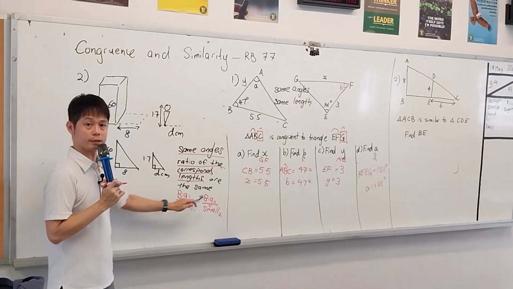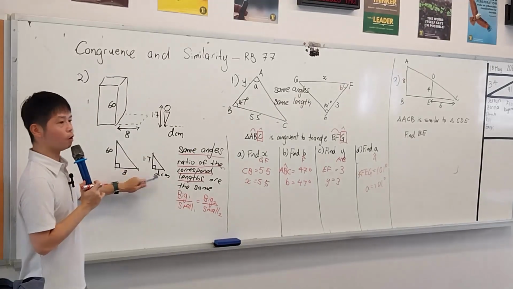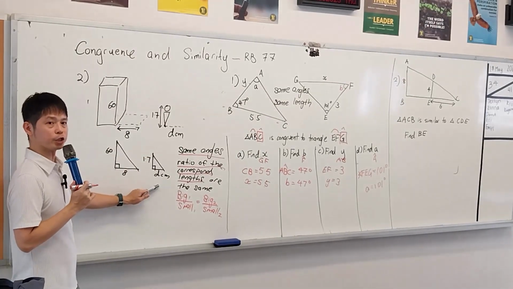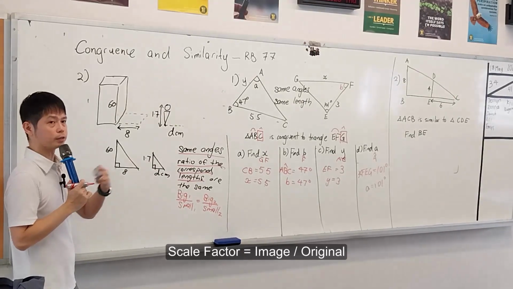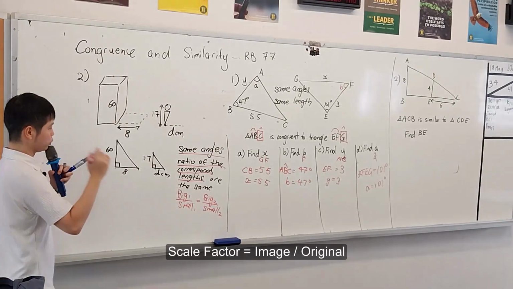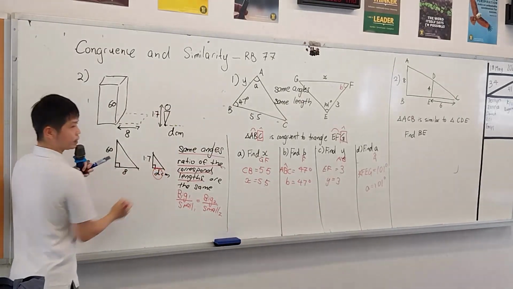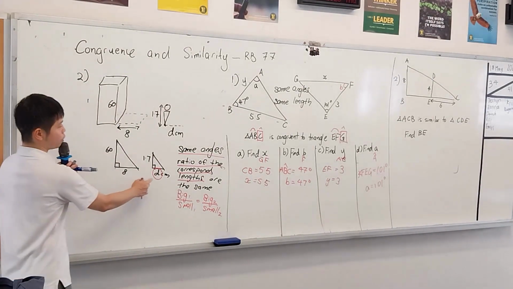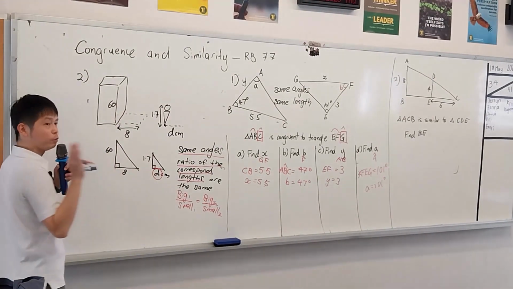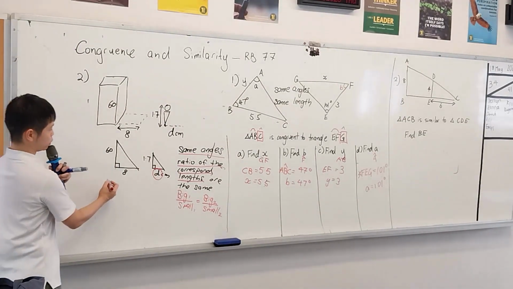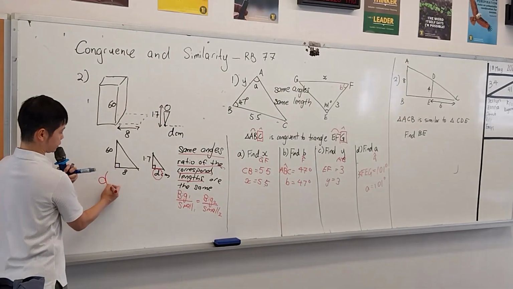Understand? These are your scale factors. Now, small over big is your image over your original. So that's where you get your scale factor. Okay, so now let's see how to use it. How you use it is like this. You always start with the length you don't know. They are 6, 8, 1.7, and D, right? Which one do you start with first? So you start with D first.